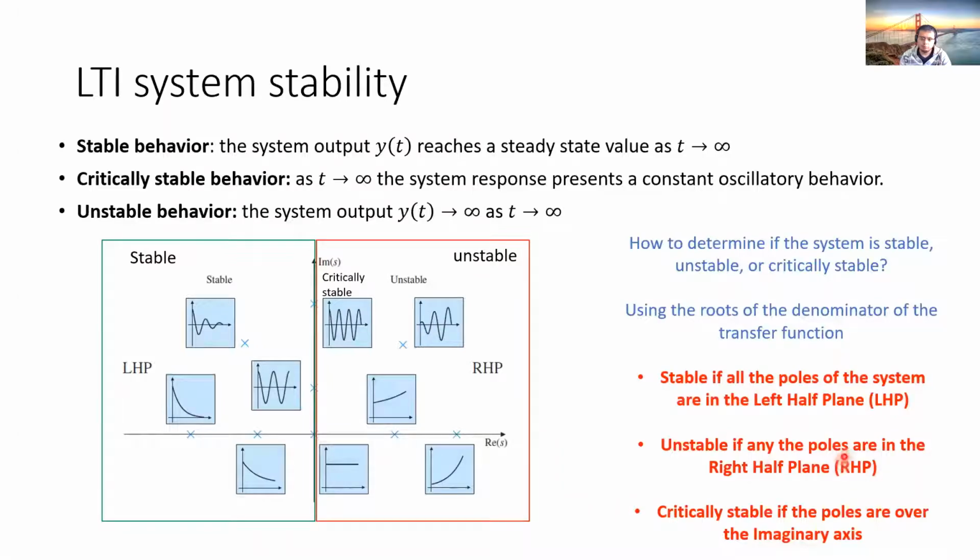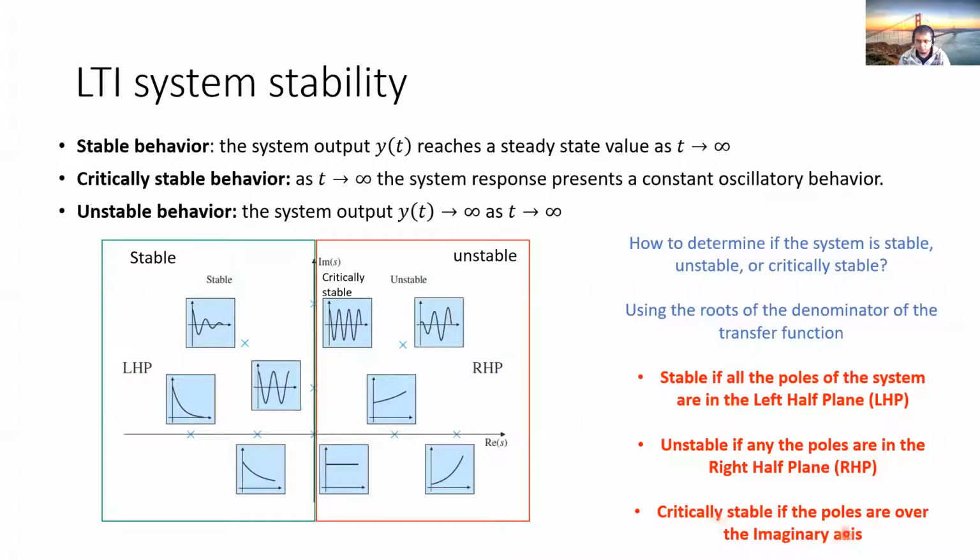Unstable if any, look at this, any of the poles of the system are in the right half plane. It means that we could have 3 poles, 2 in the stable region and 1 in the unstable region, and our system will be unstable just because one of those poles is in this unstable region. The unstable region is everything to the right of the imaginary axis. So if any pole comes here, we are done. Our system is unstable in this case.